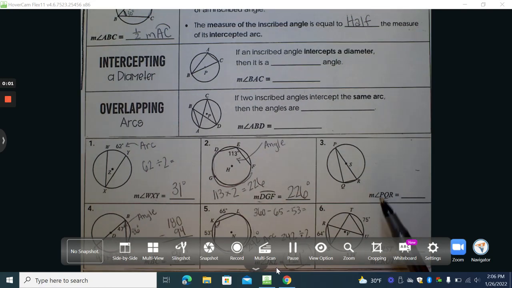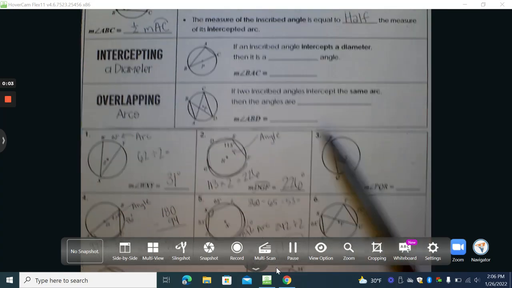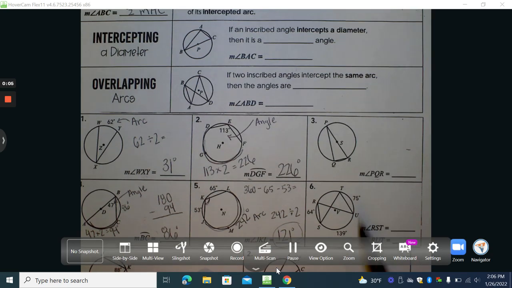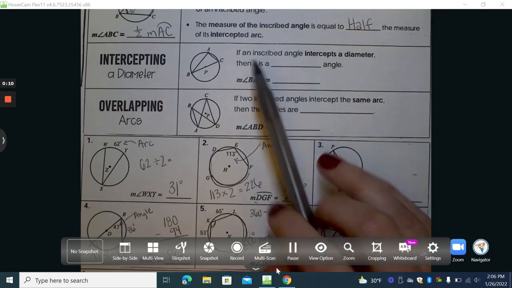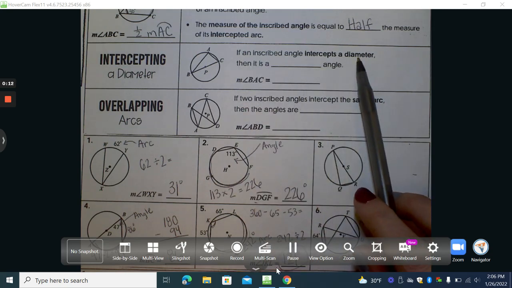All right, we're going to finish up this section. We're going to go over these 4 blanks as well as numbers 3 and 6. So the first special case is if an inscribed angle intercepts a diameter.